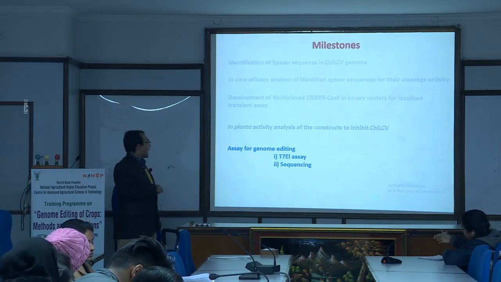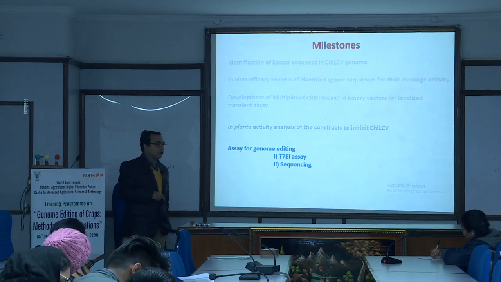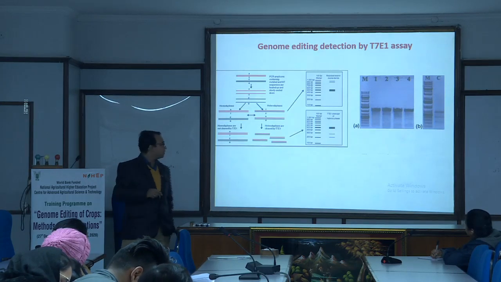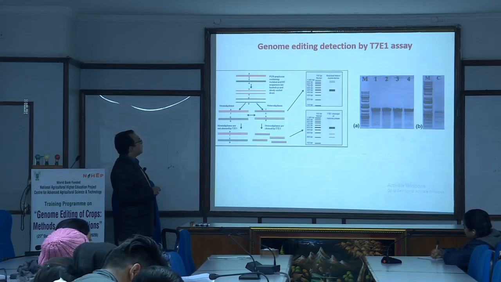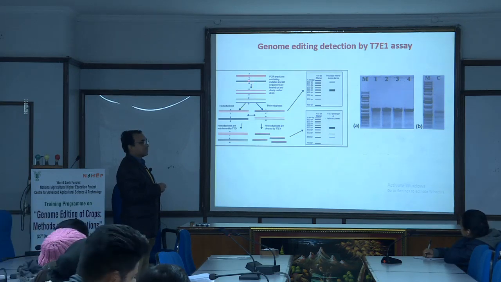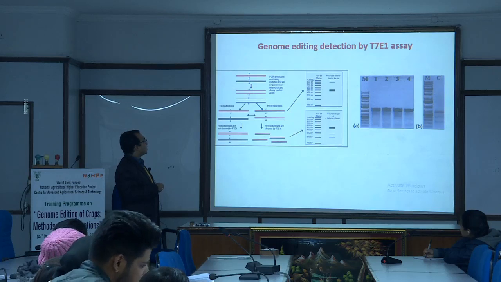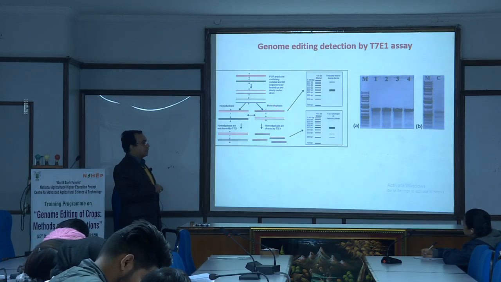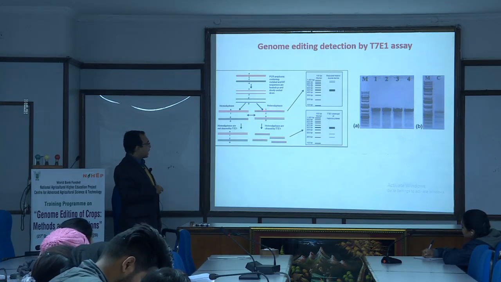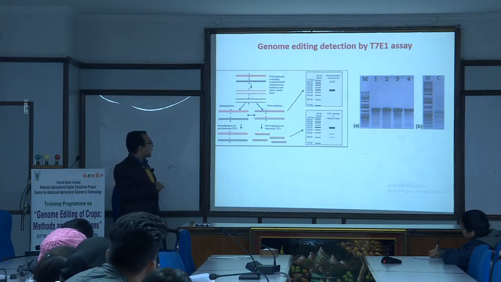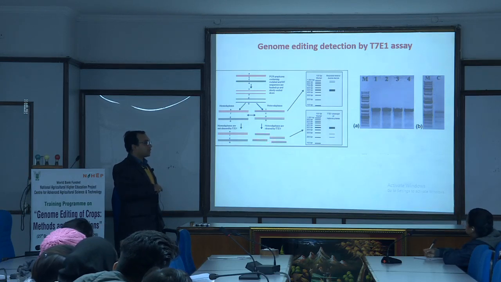For that we have to do the assay for the genome editing, that we have done through T7E1 assay and sequencing. The T7E1 assay will be discussed by Dr. Vishwanathan in the practical. The basic concept is that if you have an original wild sequence and a mutated sequence, you mix them together, heat denature and slowly cool down. Some of these molecules will form heteroduplex with respect to only a few nucleotides. There is an enzyme called T7 endonuclease 1 that can detect this kind of heteroduplex and cut at the heteroduplex region.